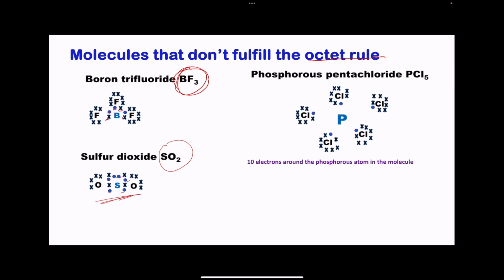For phosphorus pentachloride, it's going to be a phosphorus in the center. In each covalent bond, we're going to see a pair of electrons, meaning in the outer shell of phosphorus, now we have 10 electrons, and that does not follow the octet rule. And if you go to study chemistry at higher levels, there'll be some more that can be introduced to you.